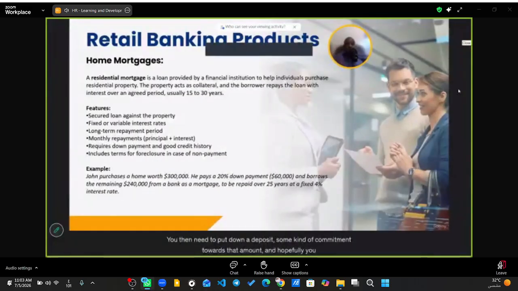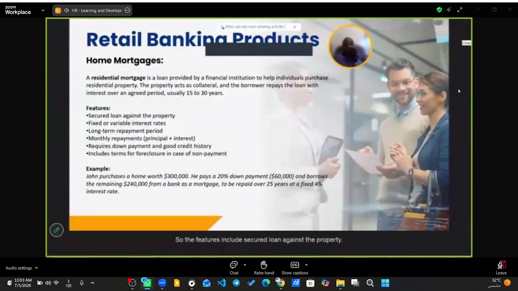You then need to put down a deposit, some kind of commitment towards the amount, and hopefully you are able to get a home mortgage. And you can walk into your retail bank or walk into any retail bank and say, I'd like a mortgage. They usually have a mortgage desk, a mortgage officer that will deal with it. They'll put an application through. They'll come back to you with offers if you're able to get it, or whatever decision has been made, either through their mortgage department or through another provider that's working with them.